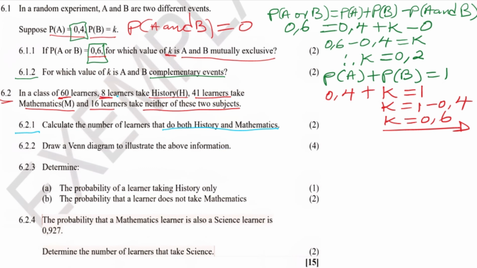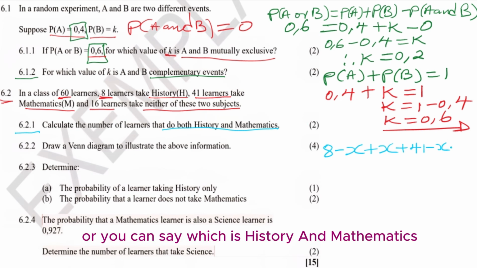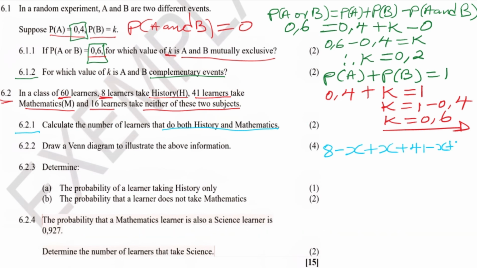We have 8 learners that take history. So we know it's going to be 8 learners minus the intersection because we don't know the value of the intersection. And then we say plus the intersection itself. Now we go to the math side. Math side, we have got 41. So it's plus 41 minus the intersection. Outside the two events, which is A and B, we have got 16. So it's plus 16. And then we equate this to 60.